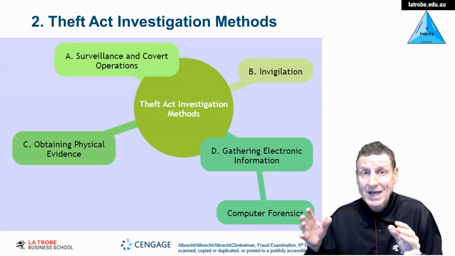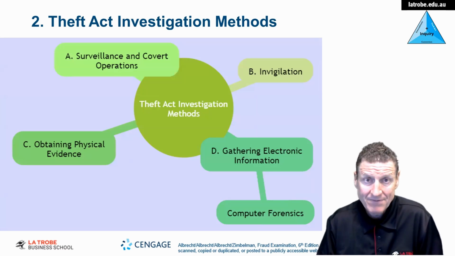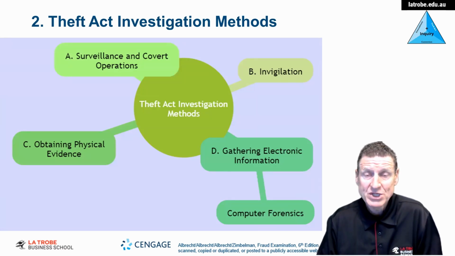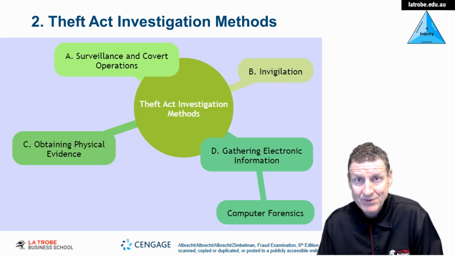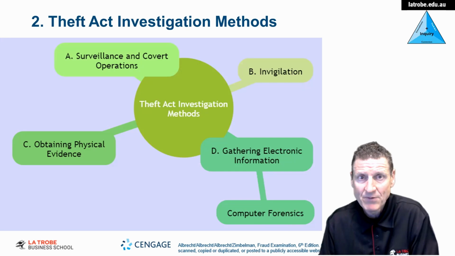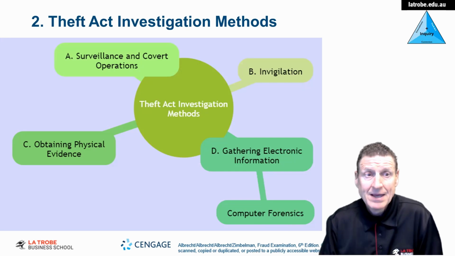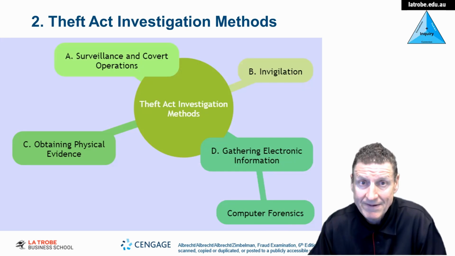Invigilation, where we actually are controlling the operations of the organization to get information, the before and after of, and see if there's any difference in the fraud or the movement of cash, the movement of assets, and so forth. We'll talk more about that shortly. There is the obtaining physical evidence, and then the gathering of electronic information.